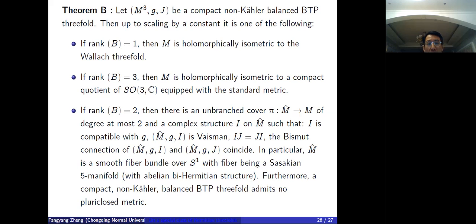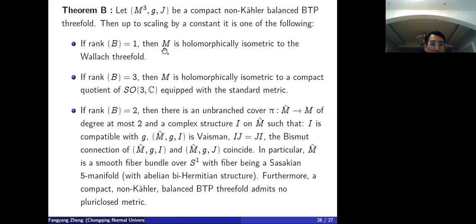So this is in sharp contrast with the BKL case, right? Where the BKL metrics are all pluriclosed, right? So it doesn't admit any other pluriclosed metric, which is not surprising because we require the original metric itself to be balanced, right? If you have a balanced metric, you don't expect any pluriclosed metric. So this gives another evidence.